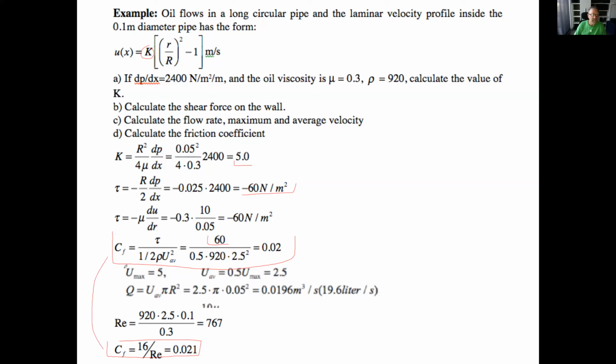And then here's just a simple summary. Maximum velocity is that one, average velocity is 1/2. We already know that, it's going to be 2.5 meters per second. And therefore, the flow rate is going to be average velocity times the area, pi r square, and it's going to be 19.6 liters per second. It's pretty fast, okay? And then we solved for the Reynolds number, 767, again much less than 2000. So what we did here is exactly what you're going to find out if you do an experiment. So this is another example, just playing with the same relations.